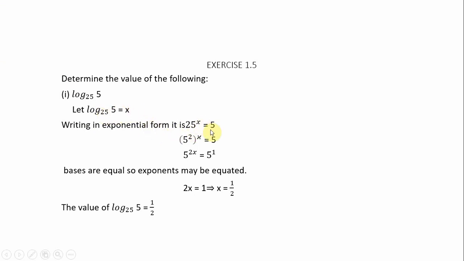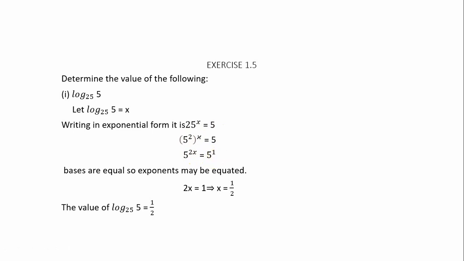So, 25 to the power of x is equal to 5. Now, 25 can be written as 5 power 2, right? 5 power 2 whole power x is equal to 5. Now (a power m) whole power n is a power m into n. So 5 to the power of 2x is equal to 5 to the power of 1.